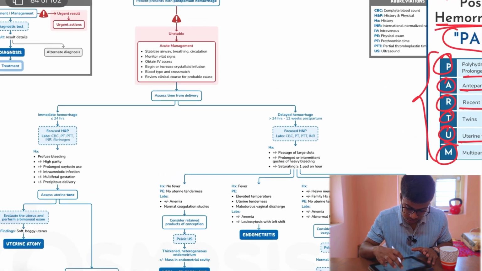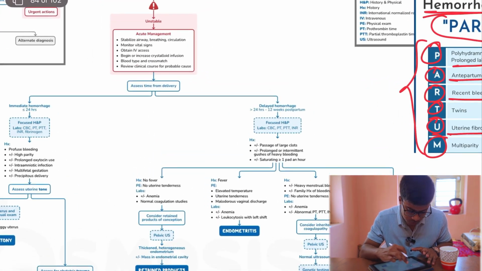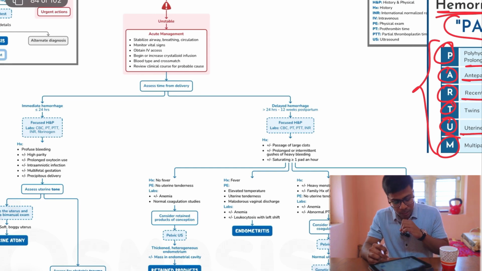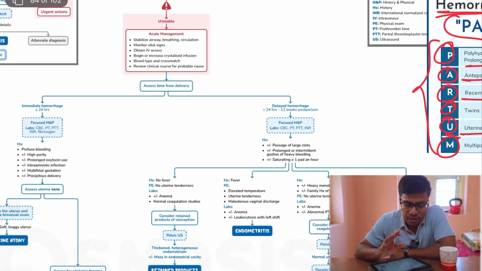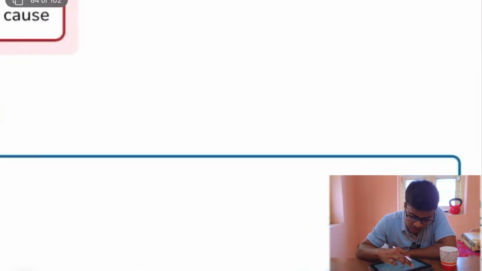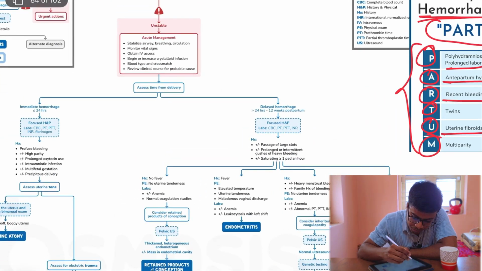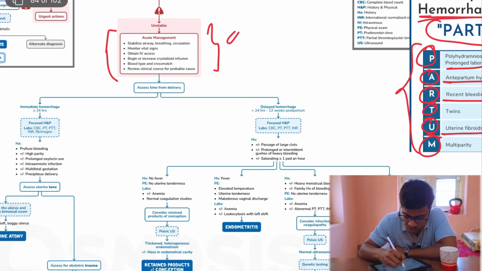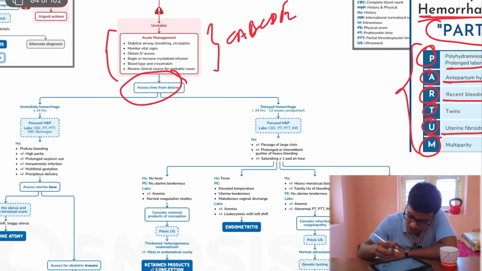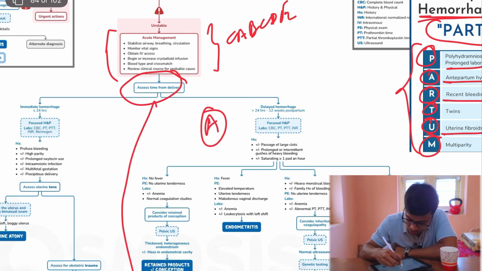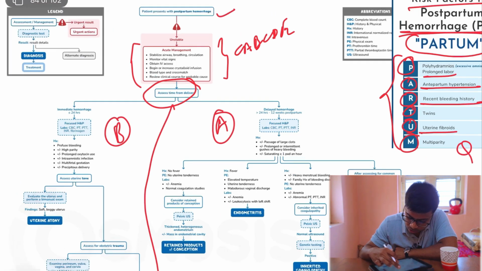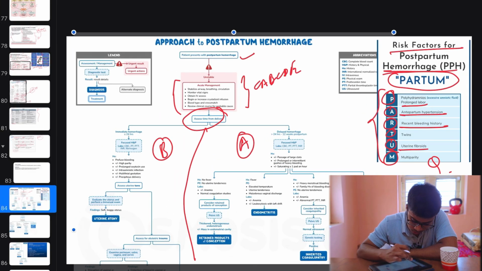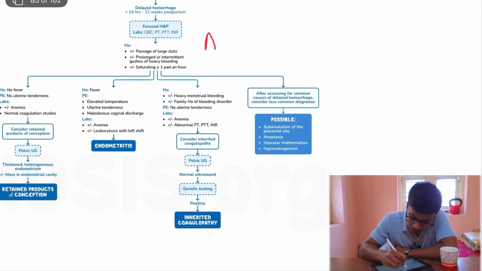Now let's discuss this approach towards postpartum hemorrhage. Very important, because by this you can diagnose different diseases. So let's see. Again, the algorithm starts the same. Patient presents with postpartum hemorrhage, unstable. We have to do management, that is ABCDE management. Apart from that, assess time for delivery. So let's divide this chart into 2 parts, A and B. Let's discuss the A part first.